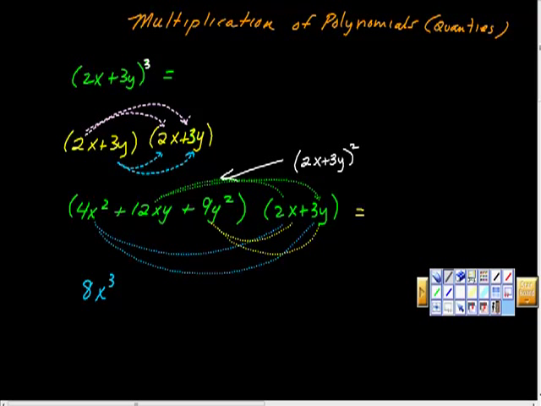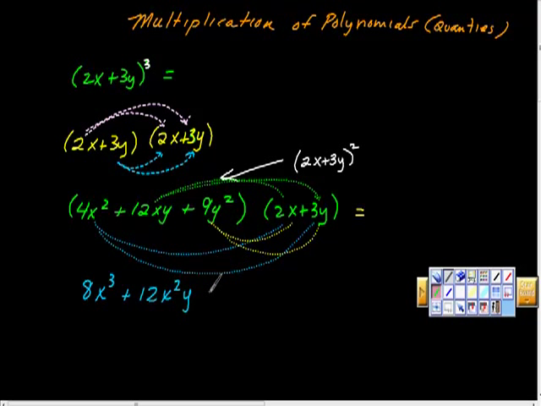8x cubed, is that right? Yes. Plus what? 4x squared times 3y. 12x squared y, right? Remember, this is the commutative property of multiplication. We can multiply in any order we want. So I'll multiply the numbers times the numbers, and 4 times 3 is 12. That's this 12 right here, isn't it?